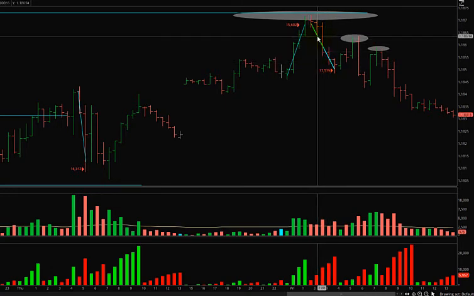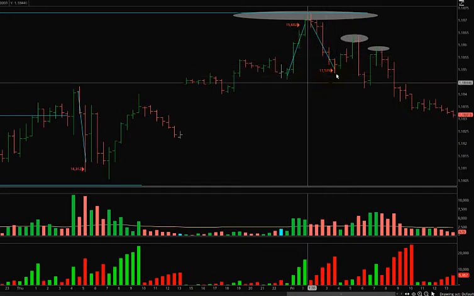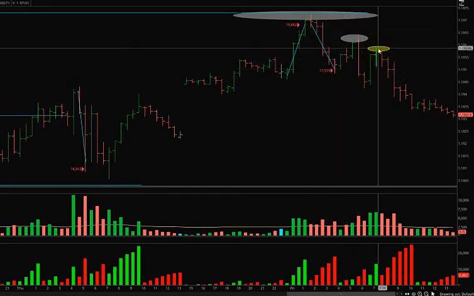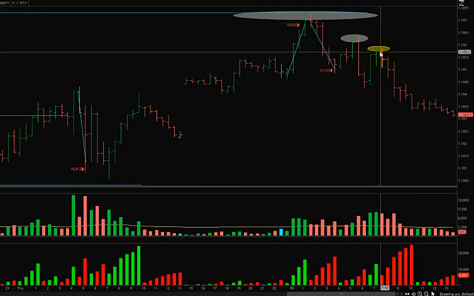Now at this point, my point and figure still didn't give me an entry. I had to wait for the retest. I always know that there's going to be likely a retest, and there's very often multiple retests. And these multiple retests, if I'm already into the trade, that's additional confirmation for me. Let me show you exactly what I mean.